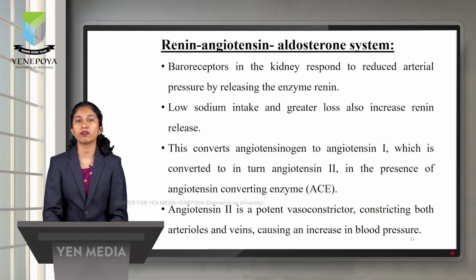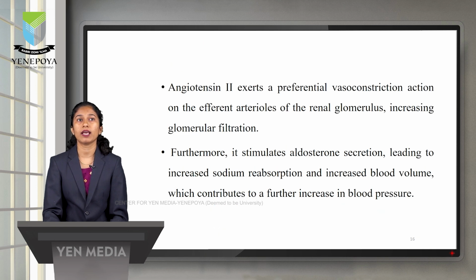Angiotensin 2, it is the powerful vasoconstrictor. It leads to constriction of both the arterioles and veins. It increases the peripheral vascular resistance, and therefore it increases the blood pressure. Next, angiotensin 2 exerts the preferential vasoconstriction action on the efferent arterioles of the renal glomerulus. As a result, pressure inside the glomerulus increases and the glomerular filtration rate increases. This helps the kidney to continue filtering the blood even if the BP is low.